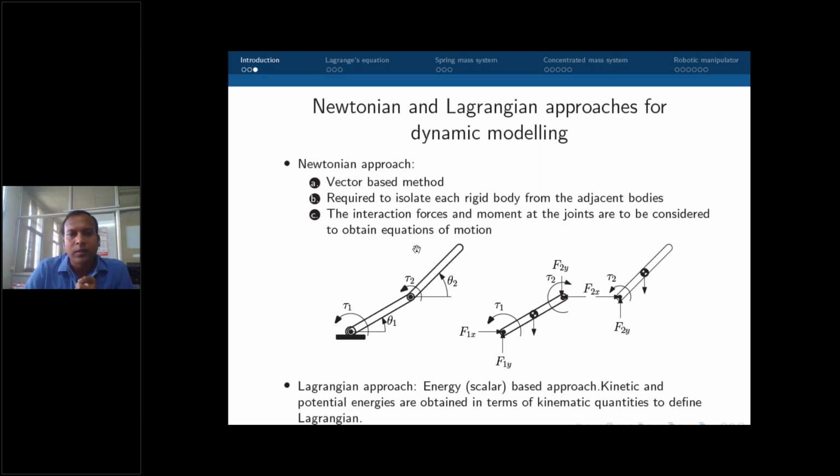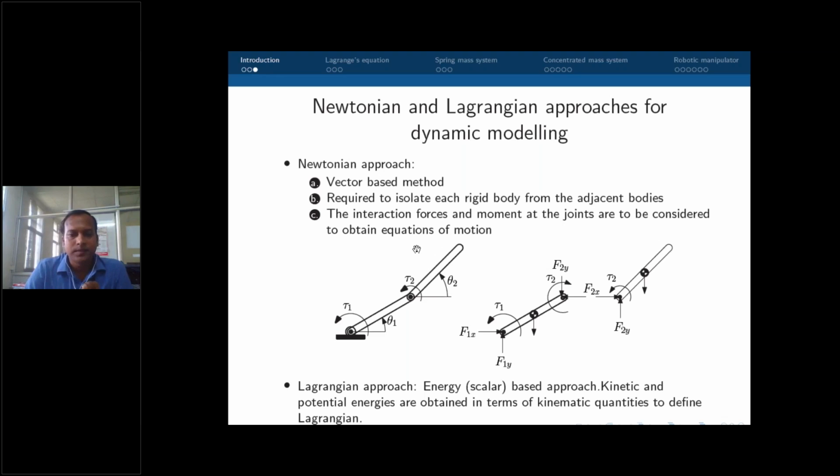In the Newtonian approach, what we need is a vector-based approach. It requires all the rigid bodies which are connected in a system to be isolated from each other, and then their interaction forces and moments should be taken care of to get the equation of motion. This is difficult for a very long kinematic chain.